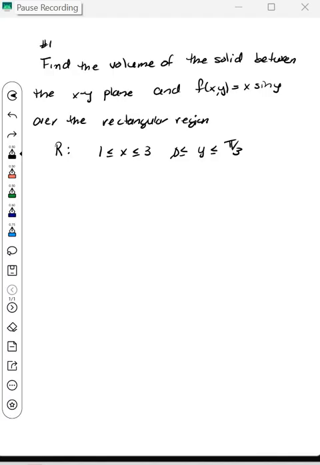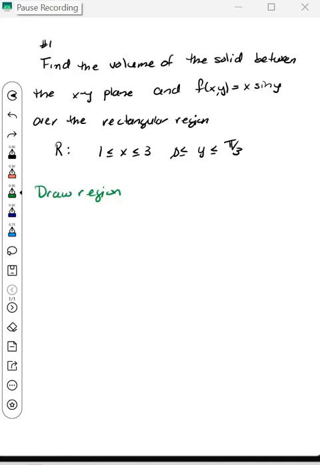I do have Mathematica open, but I'm not going to show you that. But basically the idea is the base of this solid is this rectangular region, and the top of the solid looks like some kind of wiggly top, x times sine y. And you like to find the volume using double integrals. So step 1 is always to draw the picture. Draw region.